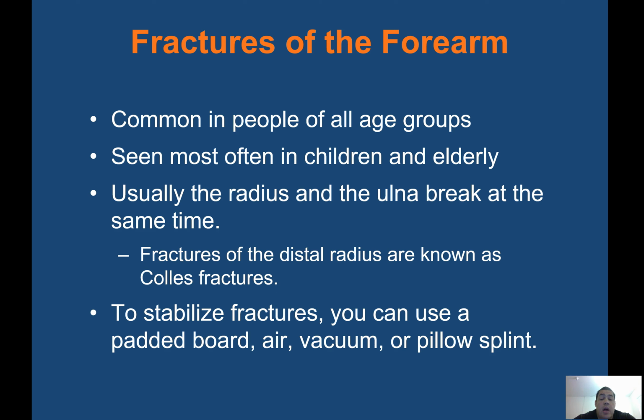Fractures of the forearm. Common in people of all age groups. Seen most often in children and elderly. Usually the radius and ulna break at the same time. Fractures of the distal radius are also known as Colles fractures. To stabilize fractures, you can use a padded board, air vacuum, or pillow splint.